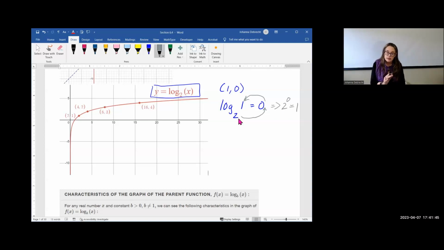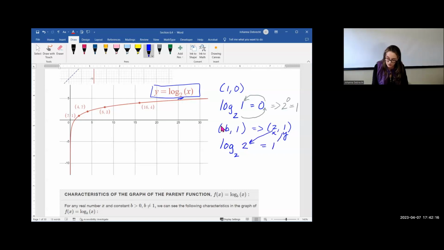Now, the other point that it's going to go through is (b, 1). So in our case, because our base is a 2, what you see right here, we know that it has to go through the ordered pair (2, 1). Now, what does that mean? Well, this is the x coordinate and this is the y coordinate. So what it says is the log base 2 of x, which is 2, that's this 2, equals the y value, which is 1.